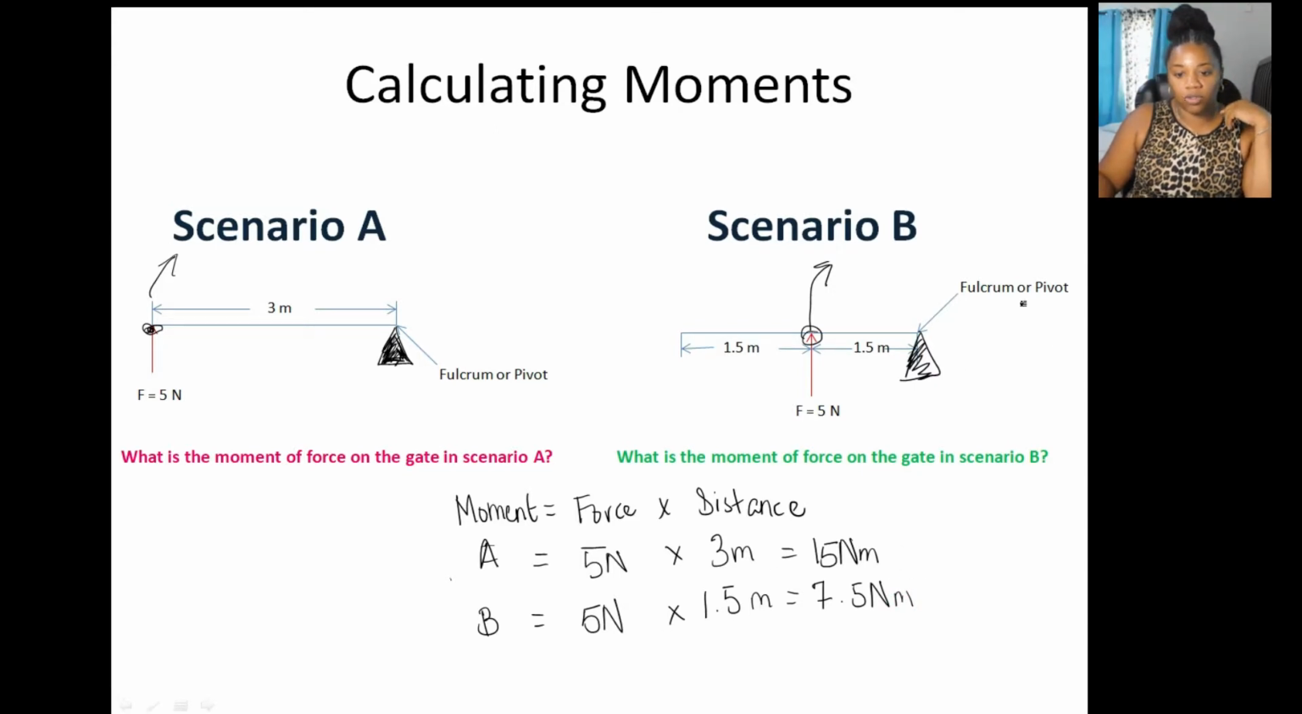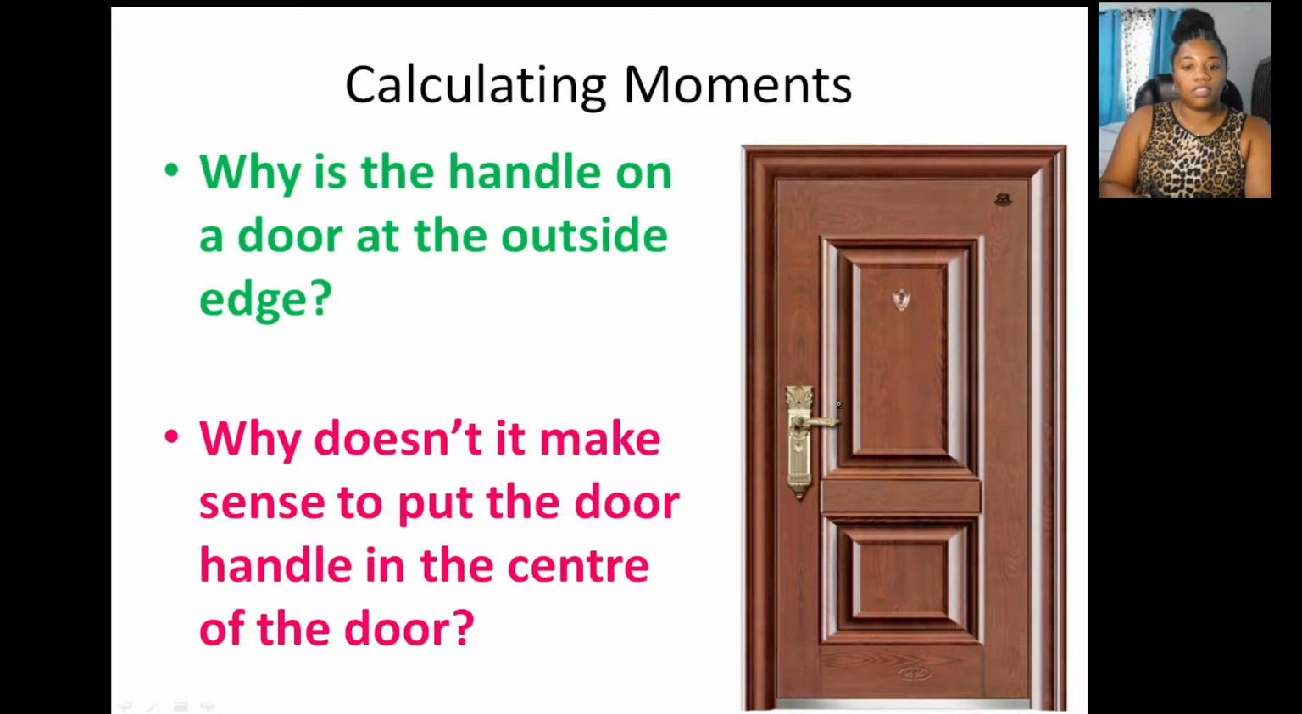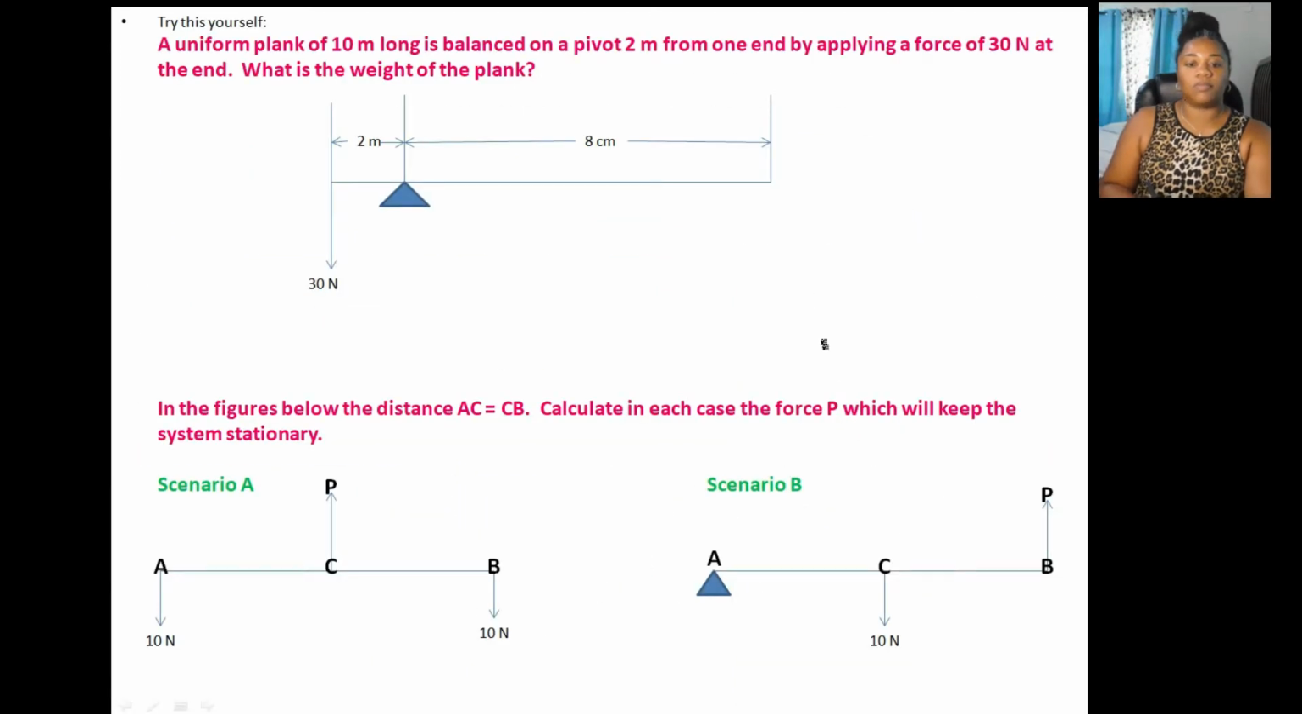Okay, so we're going back again. My camera died, my battery died, so coming back again. Which turning moment is greater? Yes, A is greater. So that is why the doorknob is on the outside and not in the middle, because the turning force is greater.